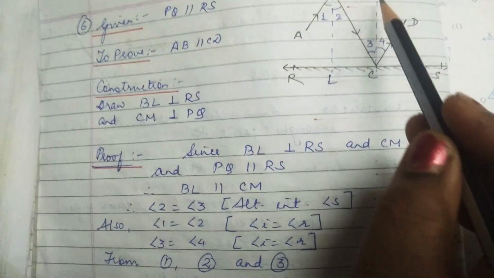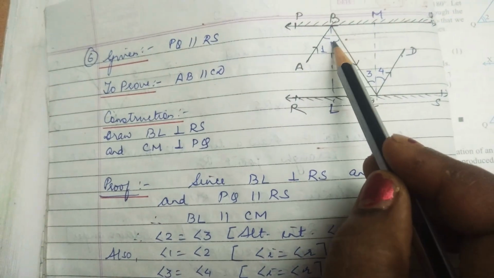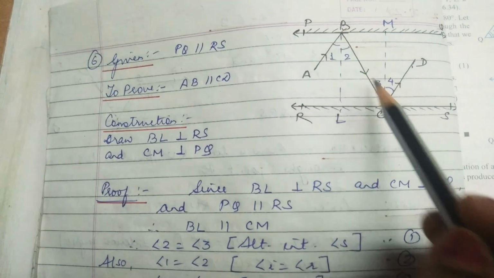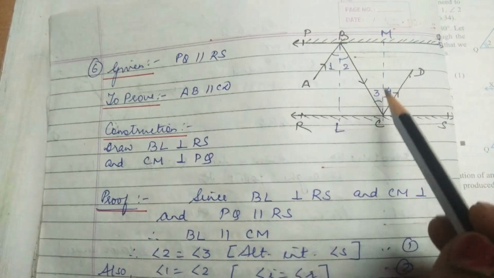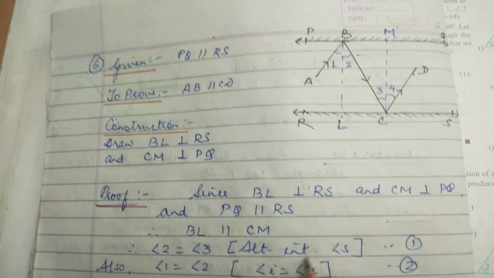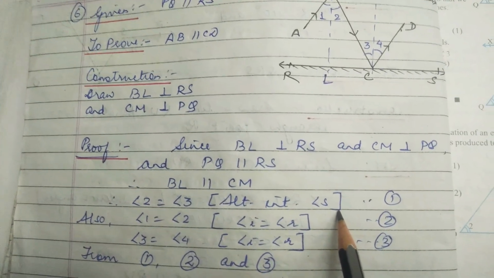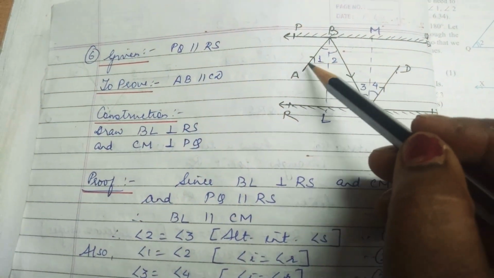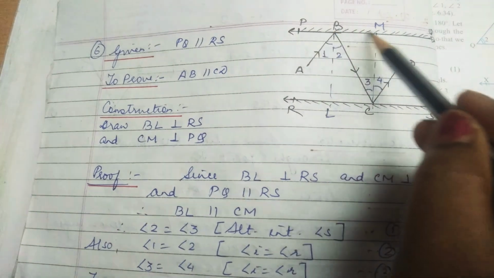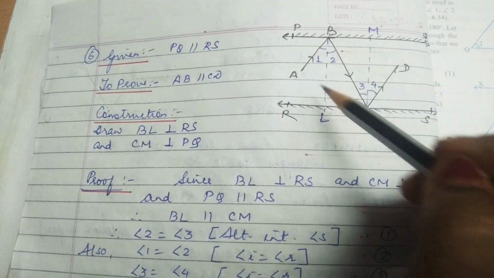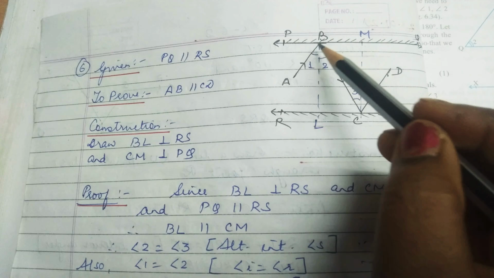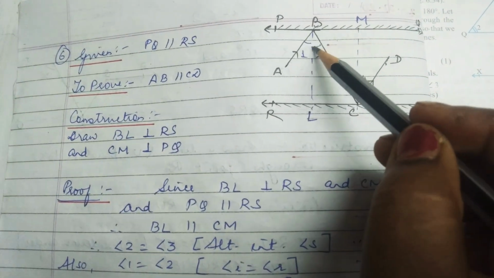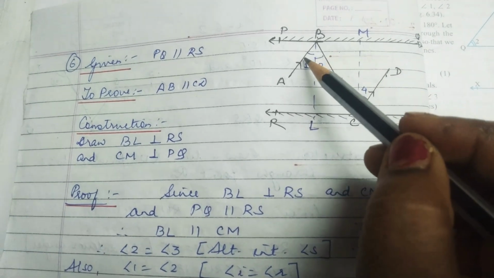Now if BL is parallel to CM, then angle 2 will be equal to angle 3, because BL is parallel to CM cut by transversal BC, alternate interior angles. At the same time, you know the law of reflection of the mirror, that angle of incidence is equal to angle of reflection. For this mirror, BL is the normal. So angle 1 is the incident angle and angle 2 is the reflected angle for mirror PQ. So angle 1 will be equal to angle 2 by the law of reflection.